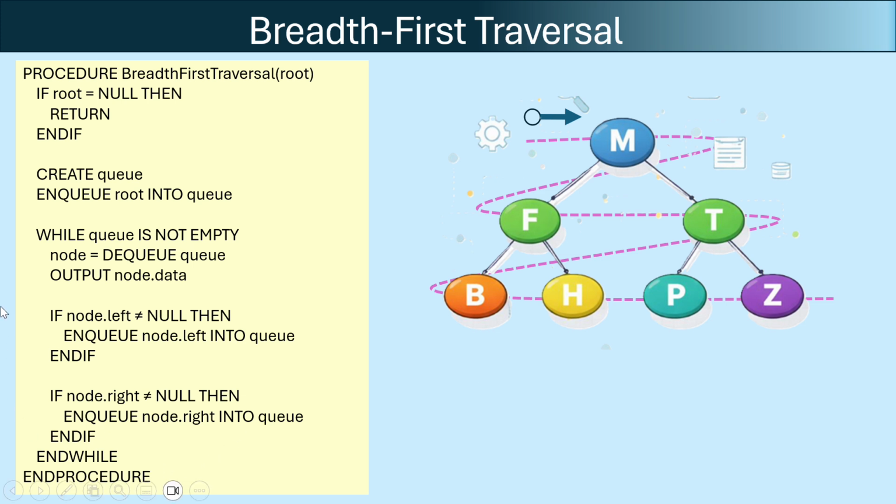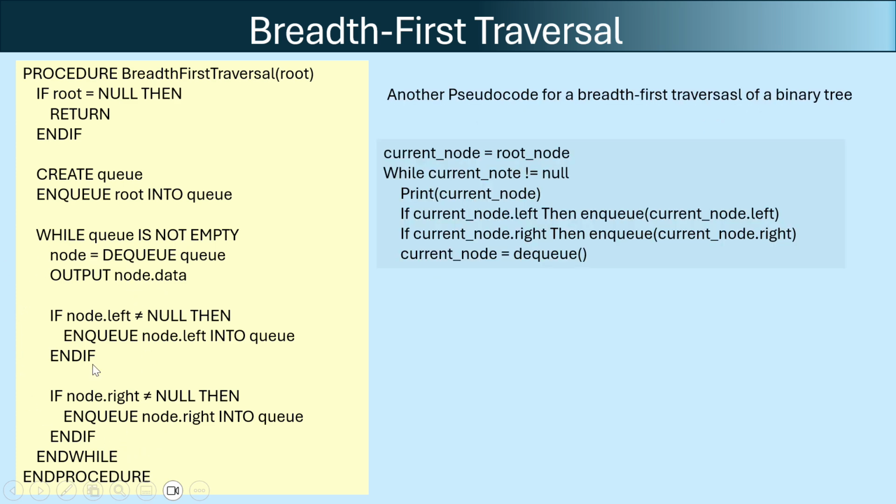So it keeps going while the queue is not empty. It dequeues, it outputs it, and then it enqueues its children. So here is where it's enqueuing its children. We keep going on this while loop until the queue is empty.